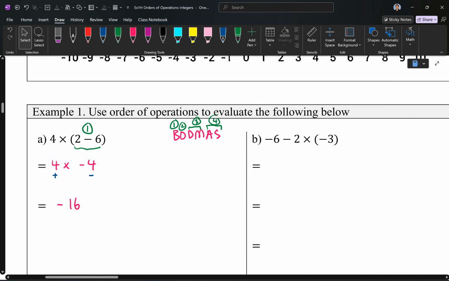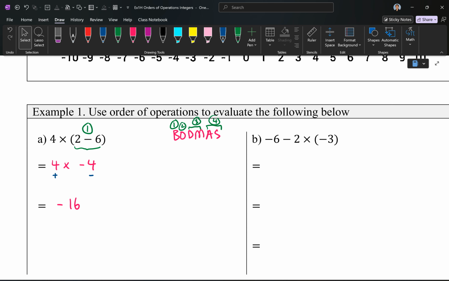Let's do example B now. Same thing. BODMAS is still there available for you. All right, same thing again. Which one am I going to do first? Can I please have, let's go with Charlie. Which one comes first? It's the multiplication first.